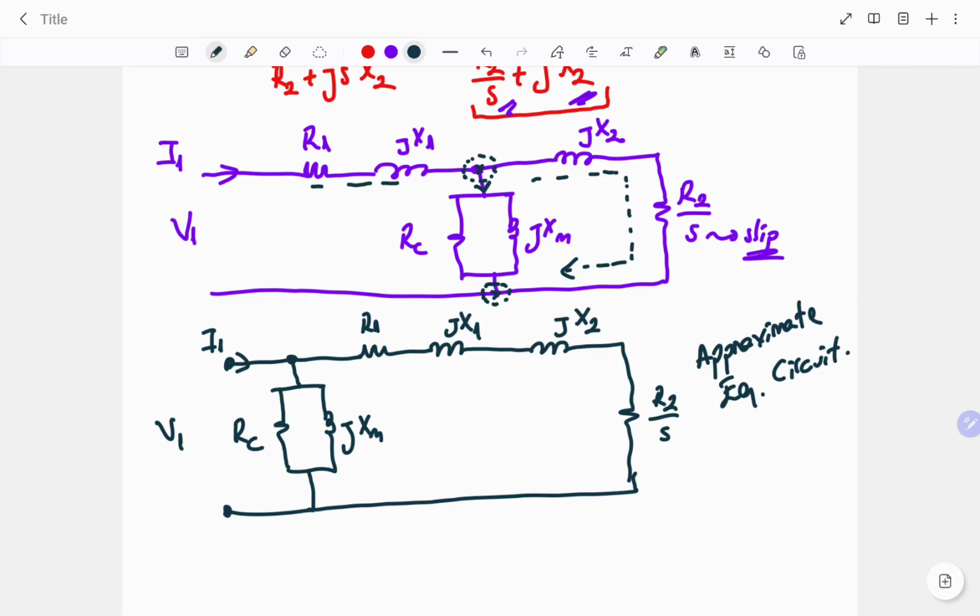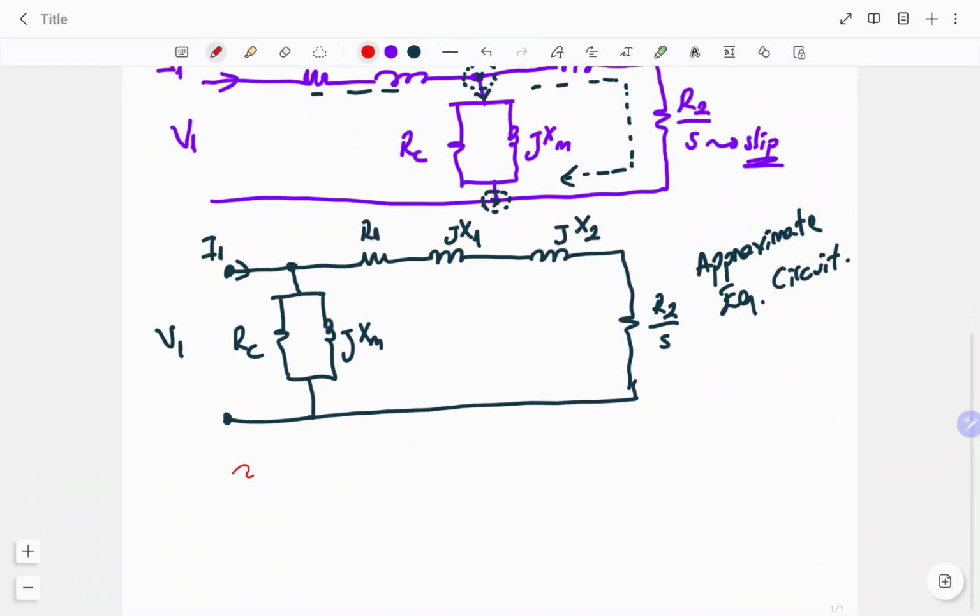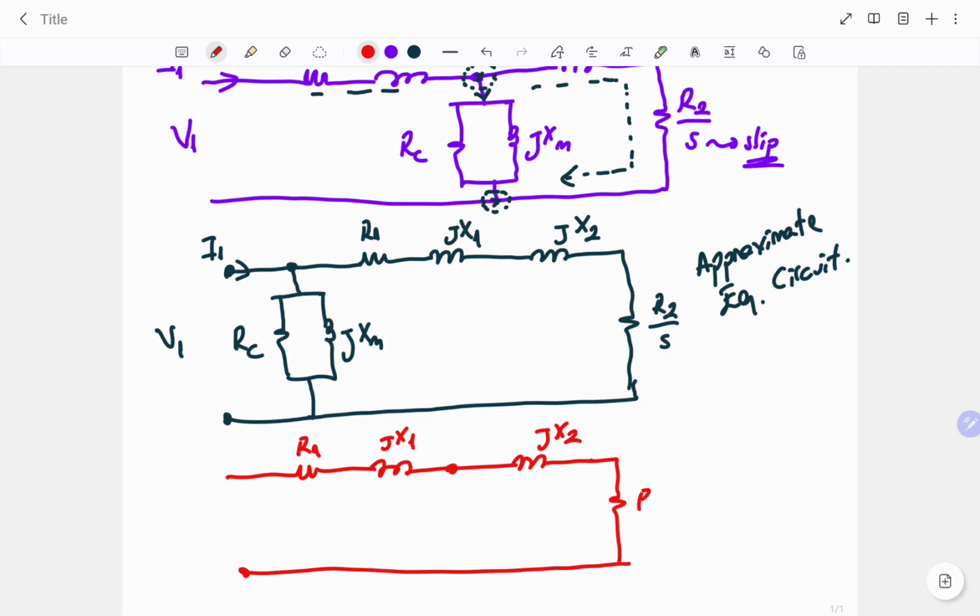What else? For the experimental studies, simplified equivalent circuit of the induction motor is also preferred. For example, we can use R1 and X1 first of all. Then for the rotor, again we have X2 and R2 over S. But in the middle part, instead of a parallel connection of RC and XM, we have only the XM parameter.